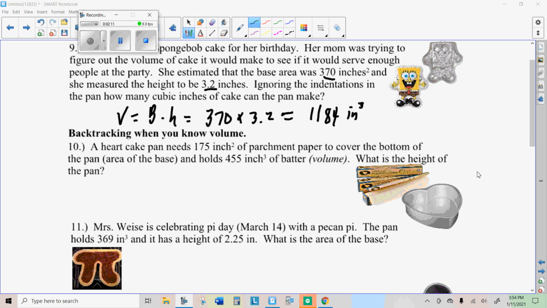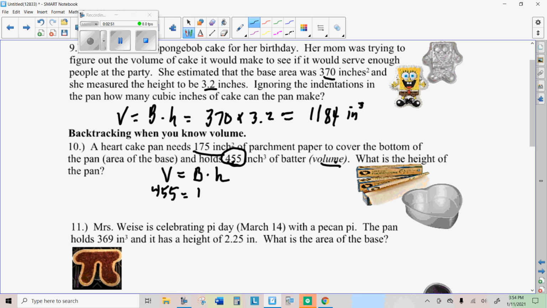All right, here's what I got for that one. Okay, sometimes you will know the volume and you'll want to know something like the height. And so we're going to have to backtrack maybe. On this one, the heart cake pan needs 175 square inches of parchment paper to cover the bottom of the pan. That would be the base area because it's covering the bottom of the pan. And it holds 455 cubic inches of batter. That would be the volume. And we want to know the height. Well, just remind yourself that the volume is the base area times the height, and that 455 is the volume. So we're going to put that here.